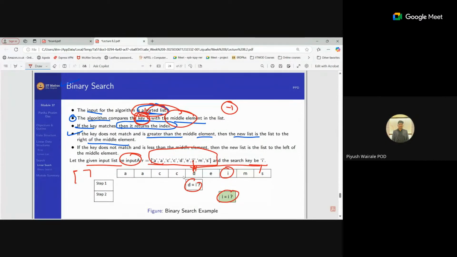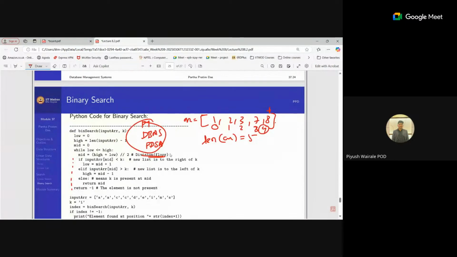So here 1, 2, 3, 4, 5, 6, 7, 8, 9, right? So 9 divided by 2 will be 4.5. So the floor value of 4.5 will be 5. So 1, 2, 3, 4, 5, as you can see. Or indexing starts with 0, no? 0, 1, 2, 3, 4, 5, 6, 7, 8. Anyway, here it will be 4. In a case like this, we can go with the floor value. You can see here floor division. Okay. Great. Anyone? Any doubt now in binary search and linear search?